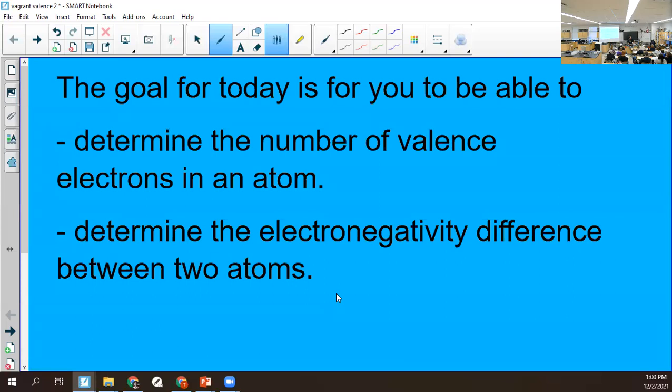There you go. Determine the number of valence electrons in an atom. We'll do a pop quiz. Here we go.